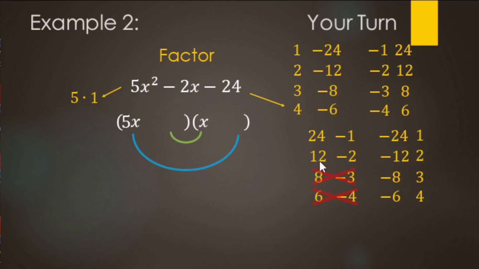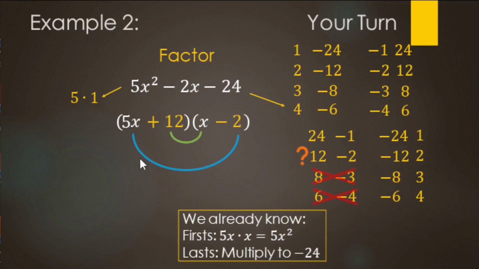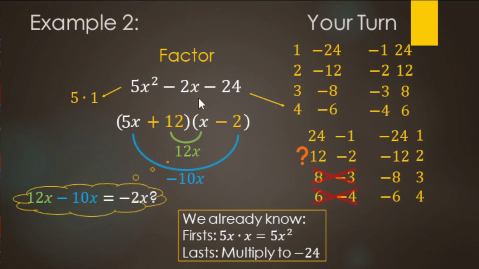Let's try another one. Let's try 12 and negative 2. Here we go. 12 and negative 2. First and last are good. Let's try outers and inners. 5x times negative 2, negative 10x. 12 times x, 12x. When we add these up, we don't get a negative 2. Instead, we do get a positive 2. Oh, it's the opposite of what we wanted.